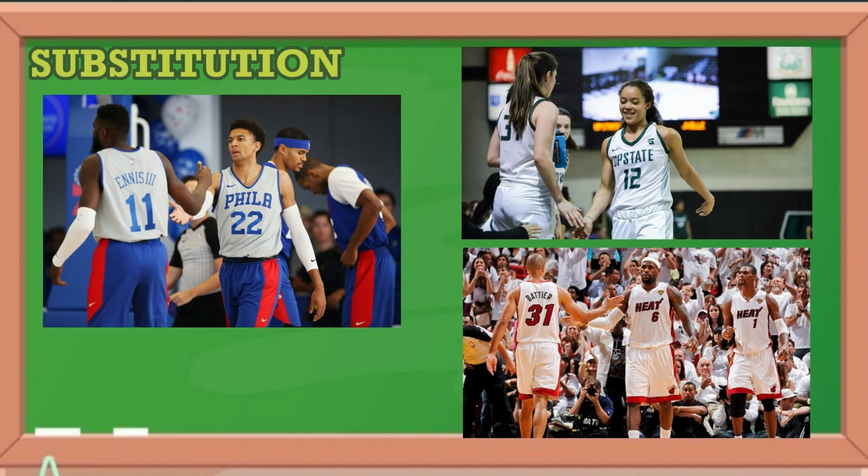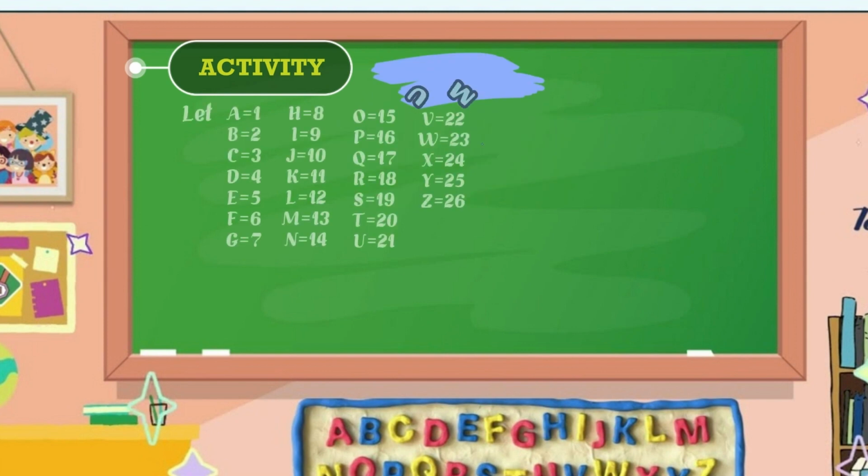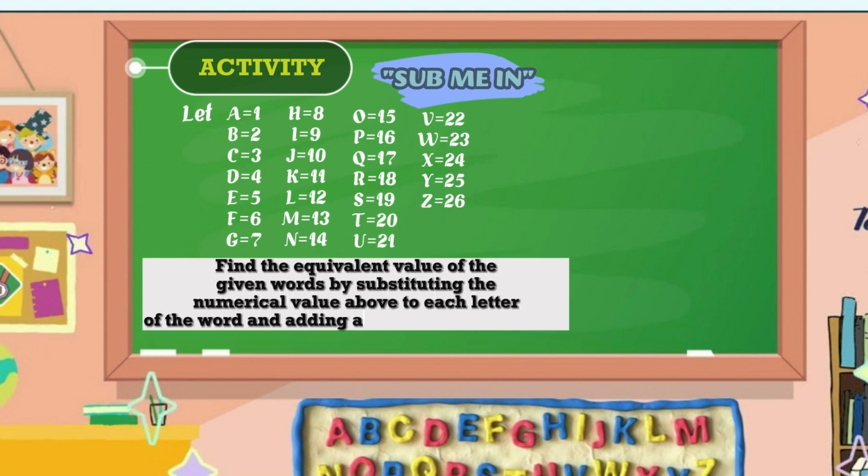Correct. Now that you know how to substitute, we will be having an activity that is called Sub Me In. As you can see on the board, all the letters have an equivalent value. So now, we will find the equivalent value of the given words by substituting the numerical value above to each letter of the word and adding all the numerical digits.